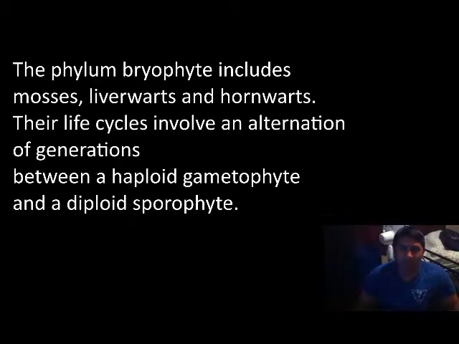The phylum Bryophyta includes mosses, liverworts, and hornworts. Their life cycles involve an alternation of generations between a haploid gametophyte and a diploid sporophyte.